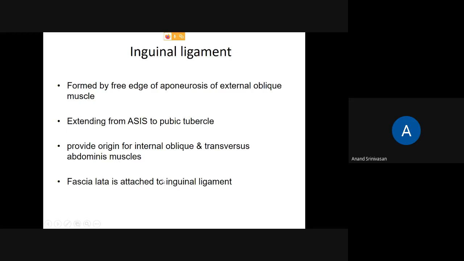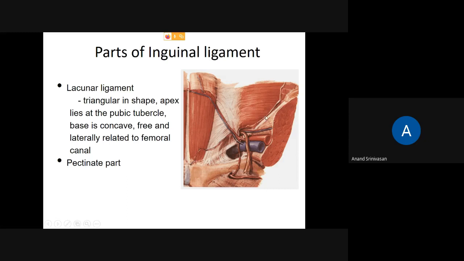And also the fascia lata of the thigh. Then there is something called the lacunar ligament and the pectinate ligament. What are this lacunar ligament and pectinate ligament? You might have covered this in your lower limb, when talking about the femoral hernia.